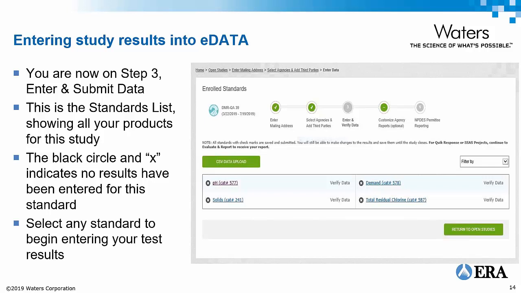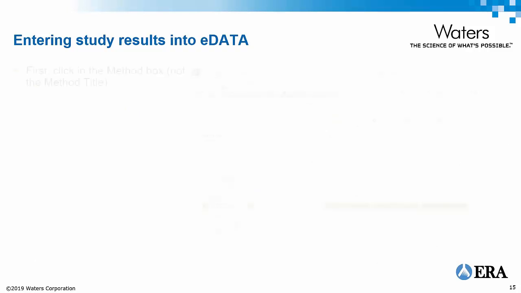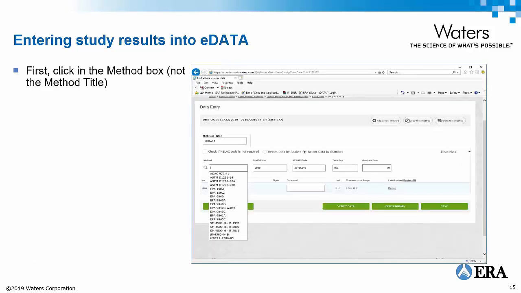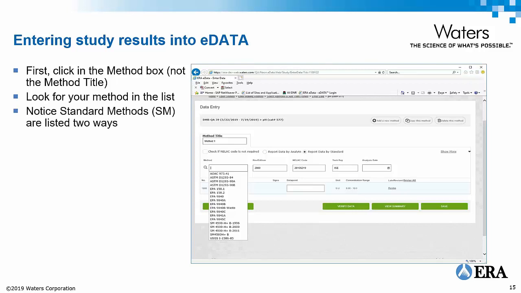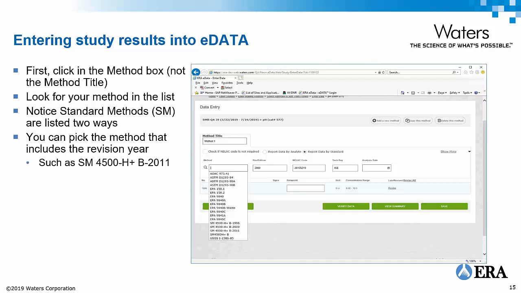On the next screen, you'll click in the method box first. Not the method title, that just simply indicates it's your first method of this product. So in the method box, you'll see a drop-down list, lots of different options in there. You simply pick the method that you like best. You'll notice standard methods are listed two different ways. You'll see them with the revision year as part of the description, such as SM 4500H+ B-2011, -2000, -1996, etc. for pH.